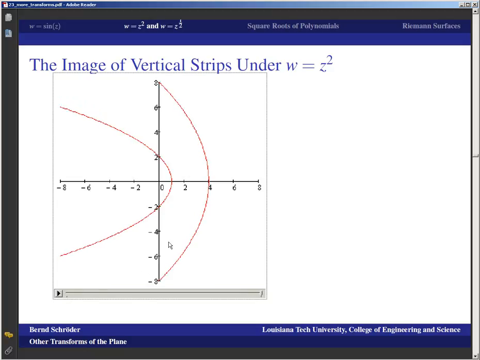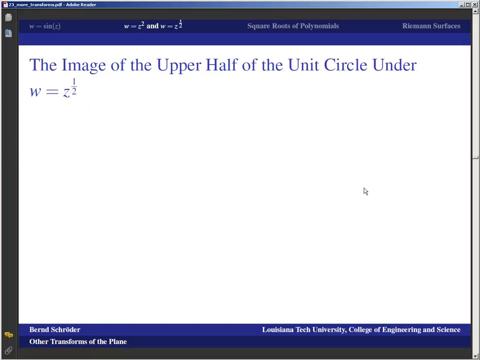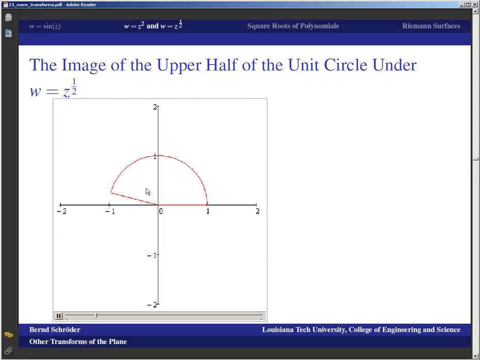It's pretty easy to see here that these are two different parabolas, and this region actually grows in diameter, if you will, as we go out towards infinity. If we're looking now at the function w equals z to the 1/2, the square root function, and we're looking at the upper half of the unit circle, what does the square root function do? It just cuts the argument in half. If we're looking at the unit circle, there is some compression going on here, but the unit circle goes to itself.